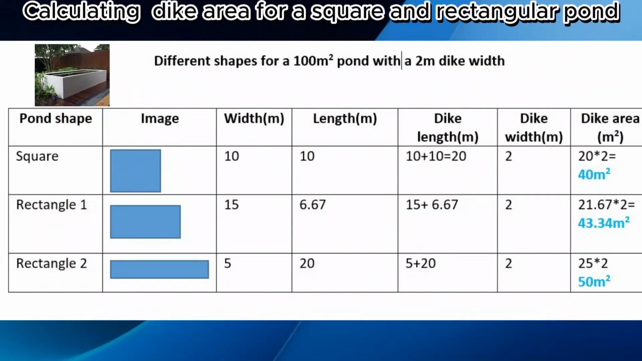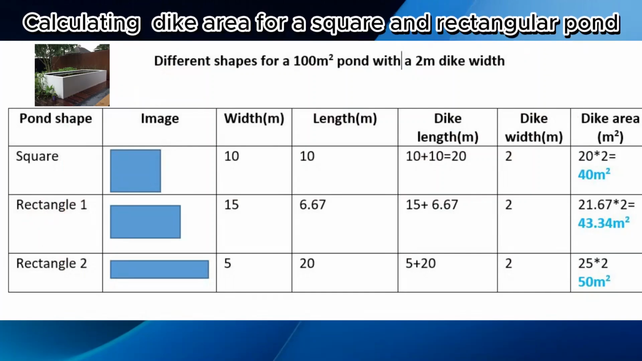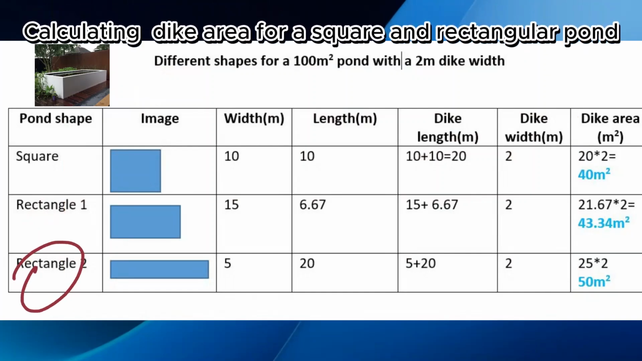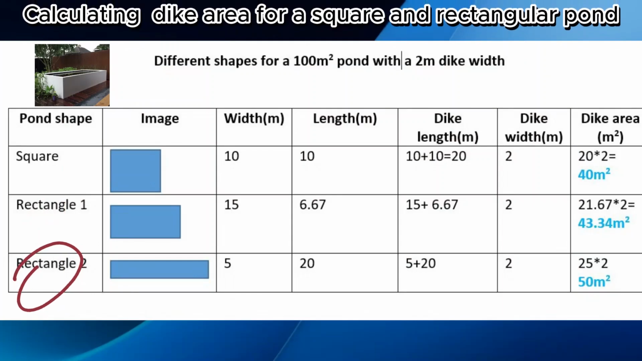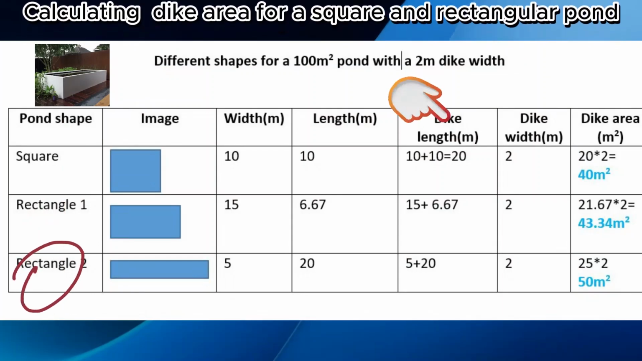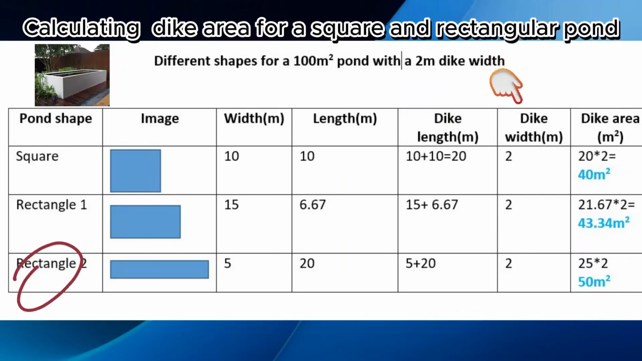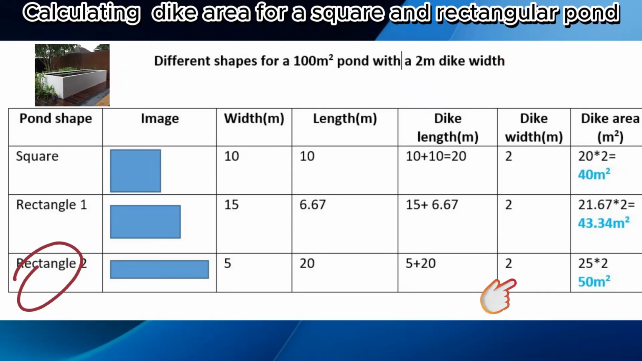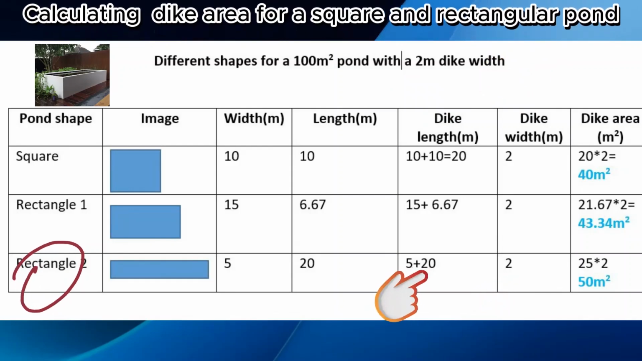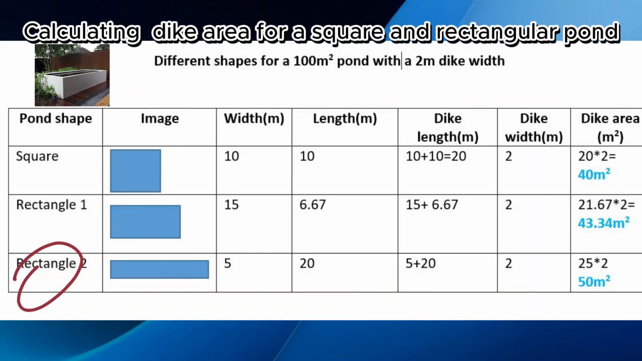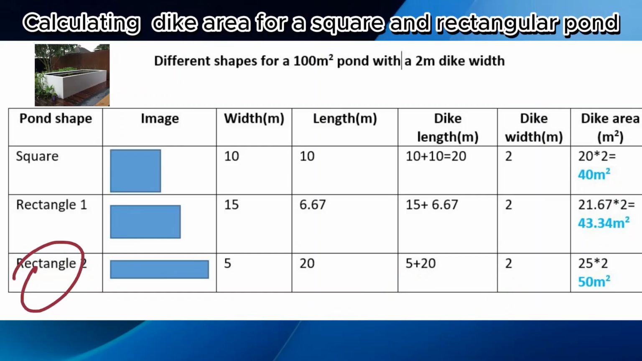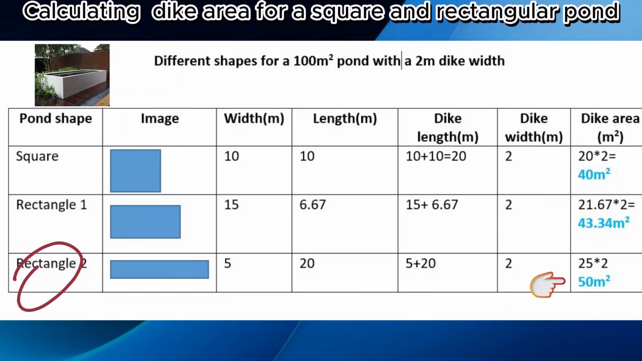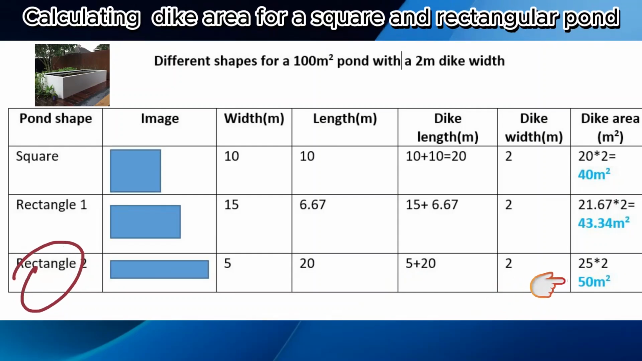For the dike area of the second 100 square meters rectangular pond, that's rectangle 2, the area of the rectangle 2 dike will be the perimeter of the dike times the width of the dike, which implies length plus width times the width of the dike. This gives 5 meters plus 20 meters times 2 meters. Thus, the area of its dike equals 25 meters times 2, which is 50 square meters.